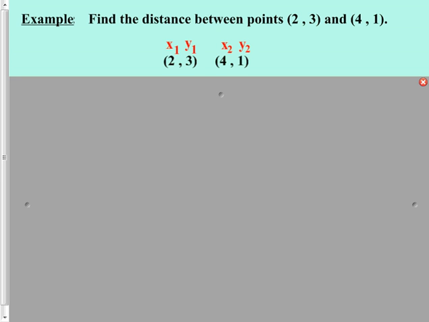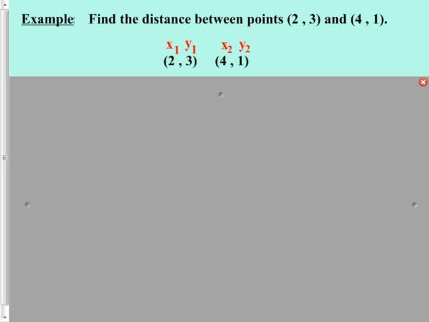Again, how do you know which one is point 1 and which one is point 2? It absolutely does not matter. Just pick one and label it point 1 and label the other one point 2. Remember, each point gets an x and a y: x1, y1, x2, y2.